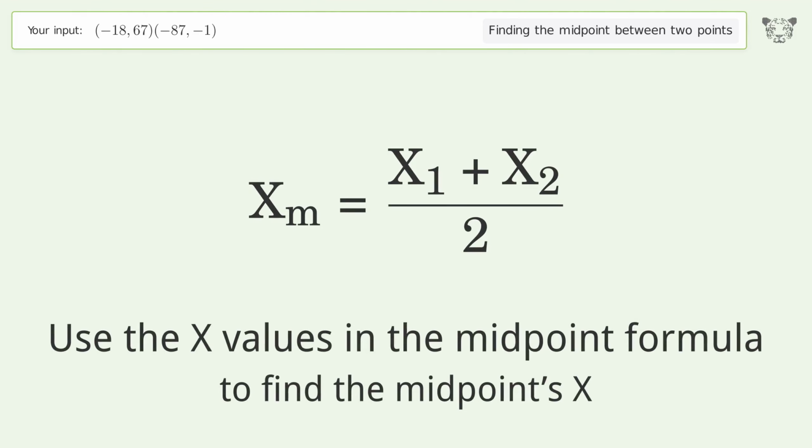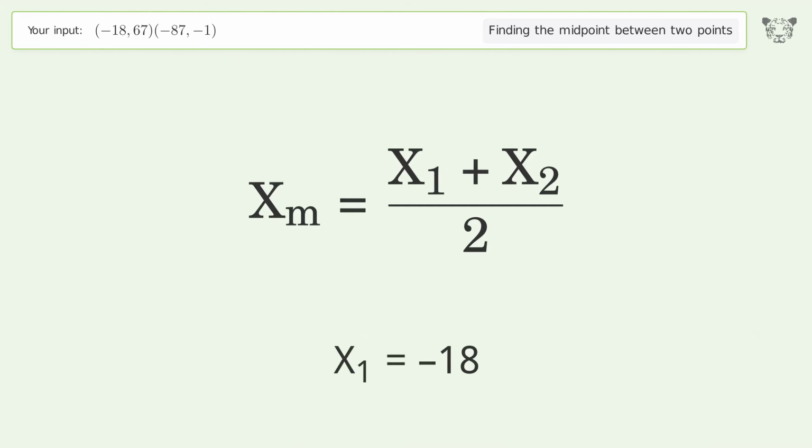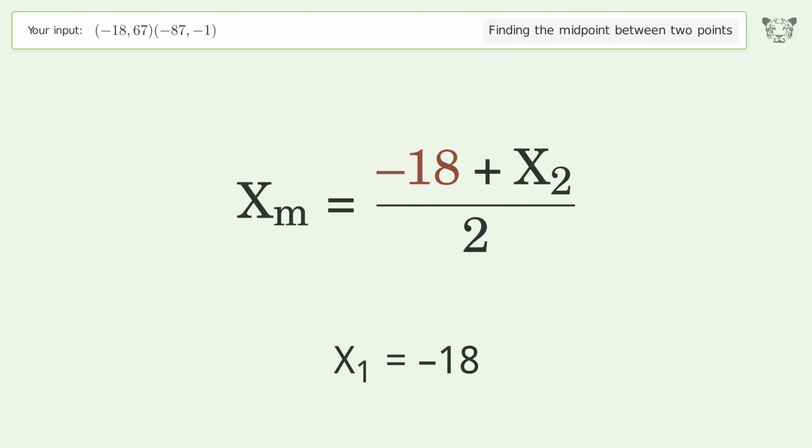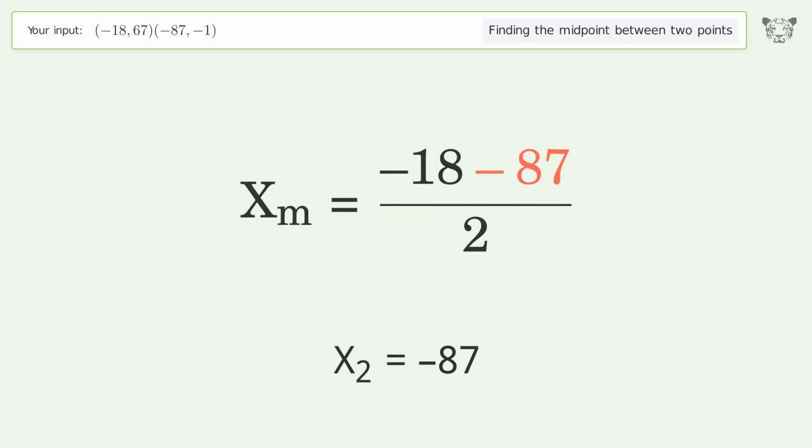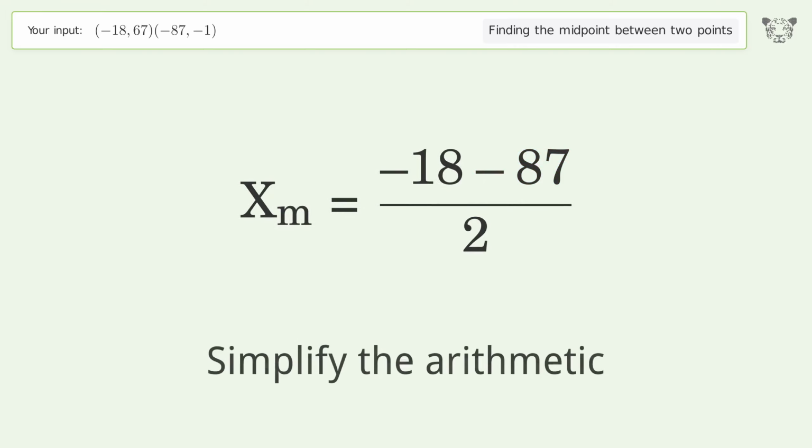Use the x values in the midpoint formula to find the midpoint's x. x1 equals negative 18. x2 equals negative 87. Simplify the arithmetic.